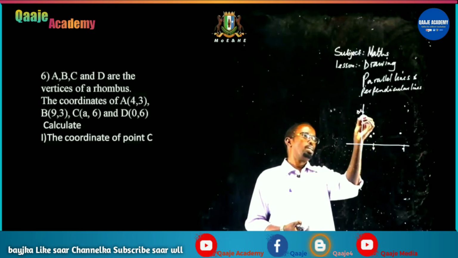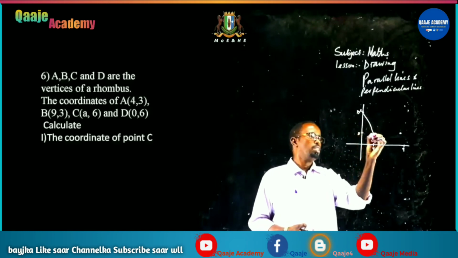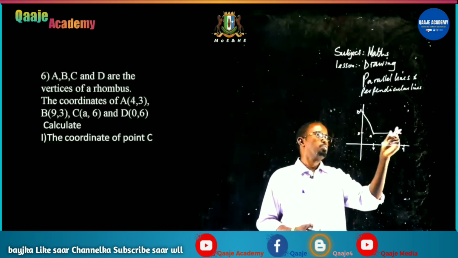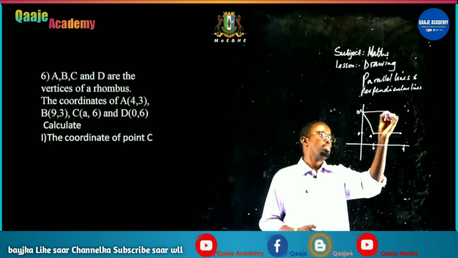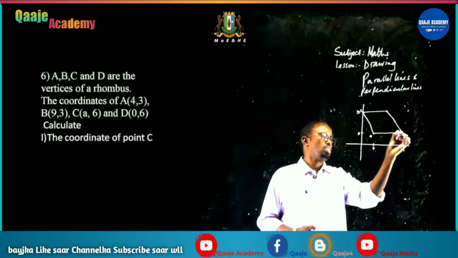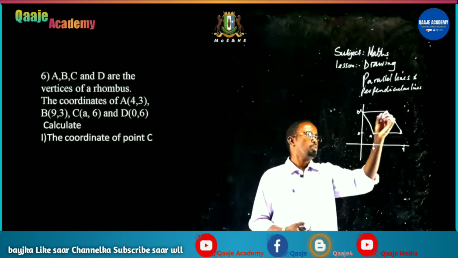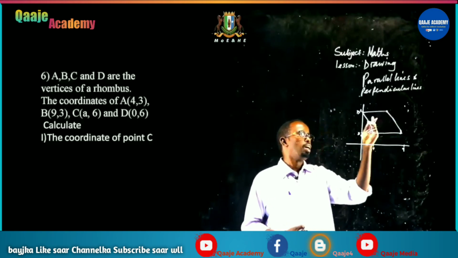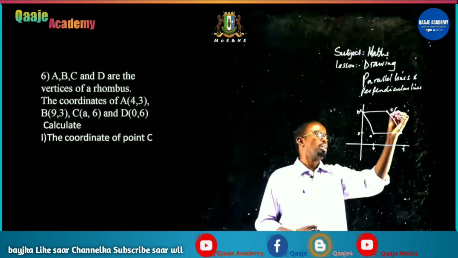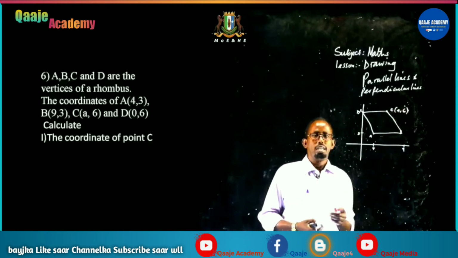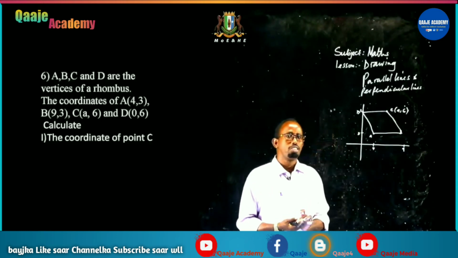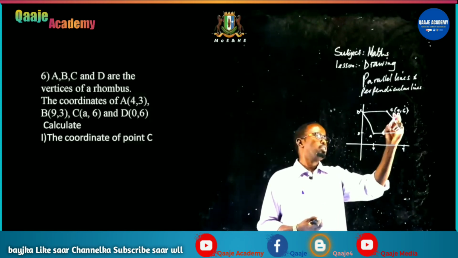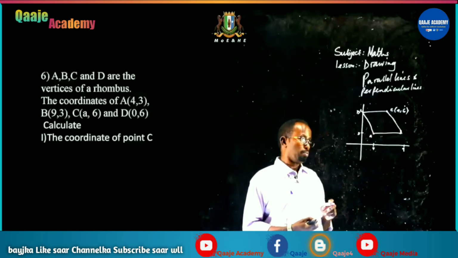So I will join A to B, and so on. We were given 6 for C, but we don't know the x value, so just call this one C (a, 6). Now question number 1: calculate the coordinate of point C. Let's find the value of a.